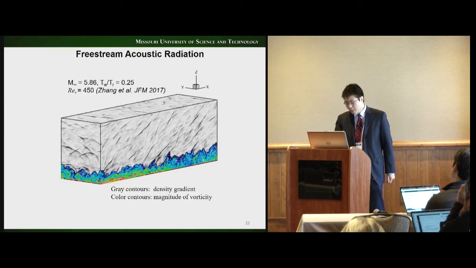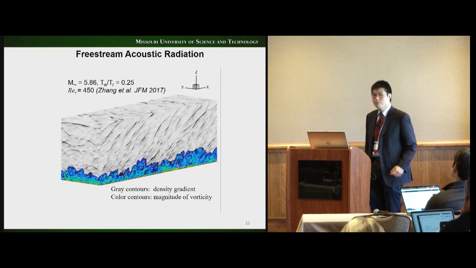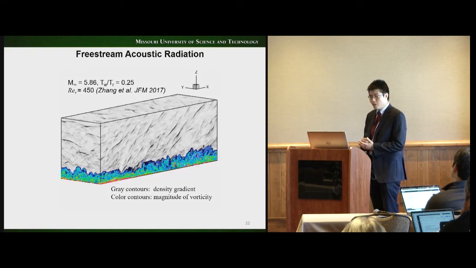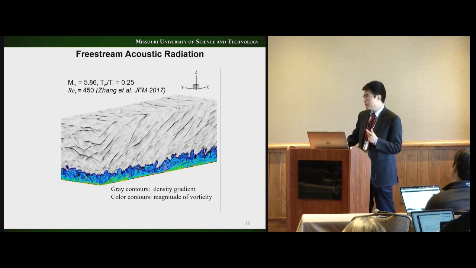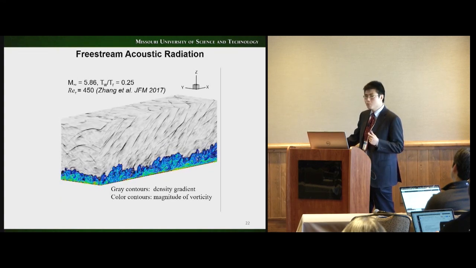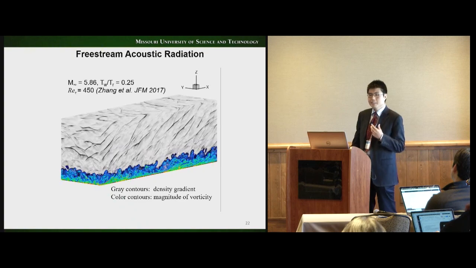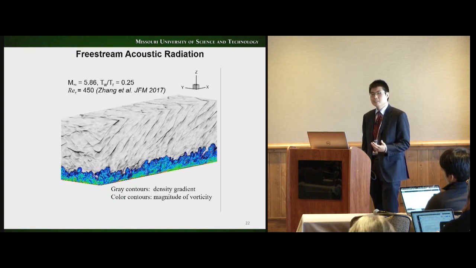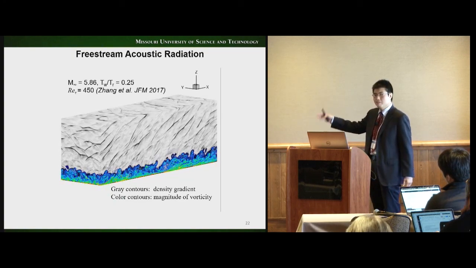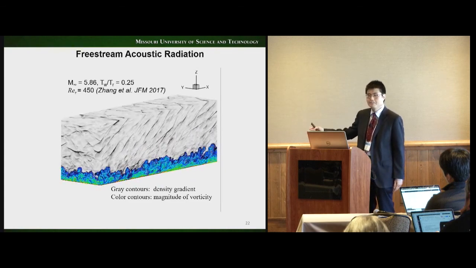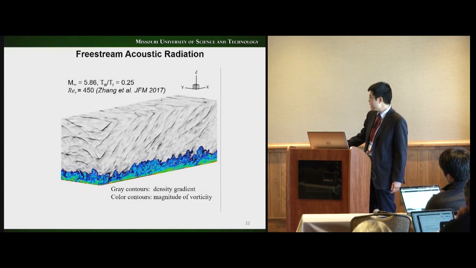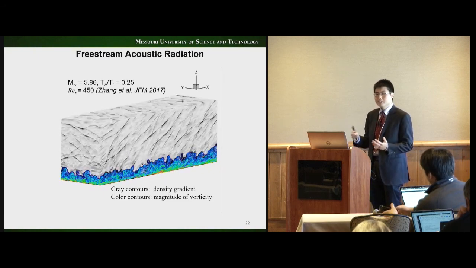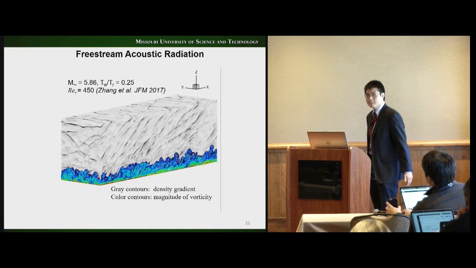Okay. And this is a movie we get for one of the simulations. So you can see the acoustic field. This gray region is actually a density gradient, which we use to visualize the free stream noise out of the boundary layer. And you can see that it has a preferred direction. It also has finite spatial scales, and it's pretty stochastic.